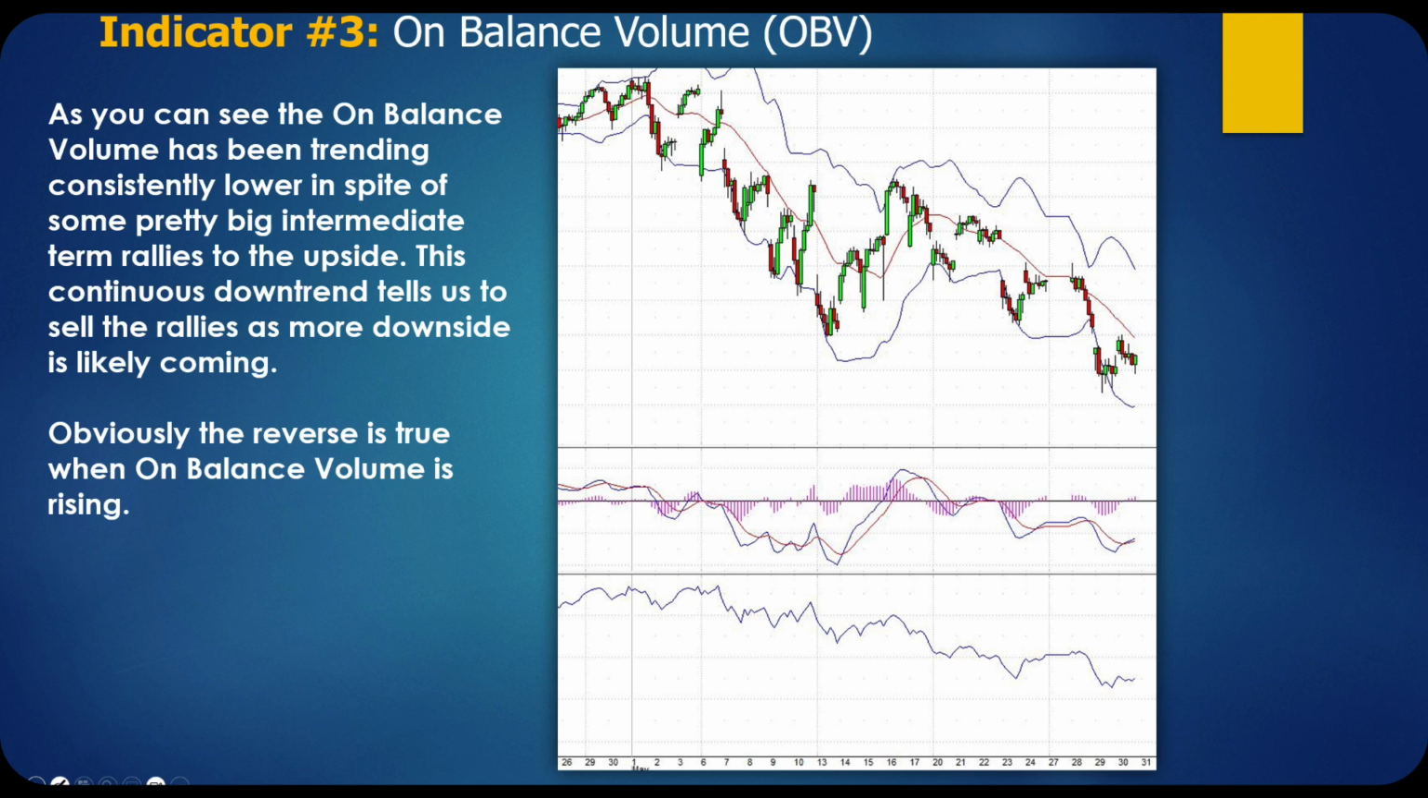This continuous downtrend tells us to sell the rallies as more downside is likely coming. Obviously, the reverse is true when on-balance volume is rising. So a lot of our trading success has to do with our conviction. How sure are we that a trend is still in place? And these head fakes can be devastating. They can really whipsaw you out of your positions, especially when you're dealing with something like options. Even with stocks they can, but with options, it's really dramatic. So on-balance volume will tell you whether that trend is truly reversing or if it's continuing.